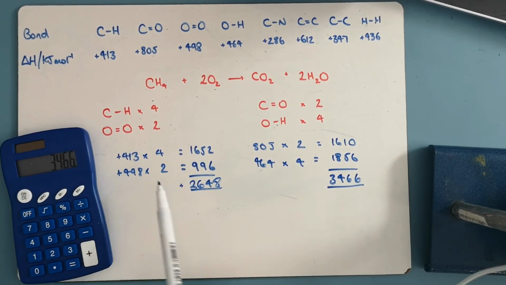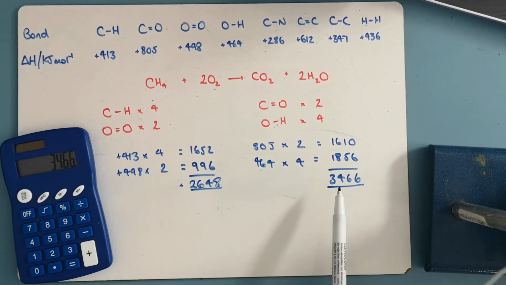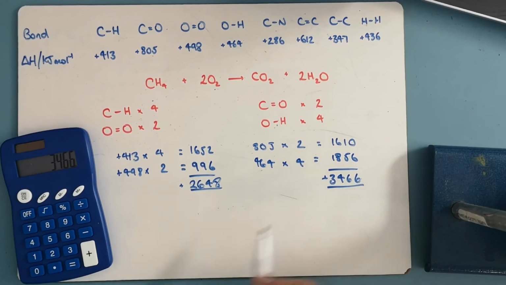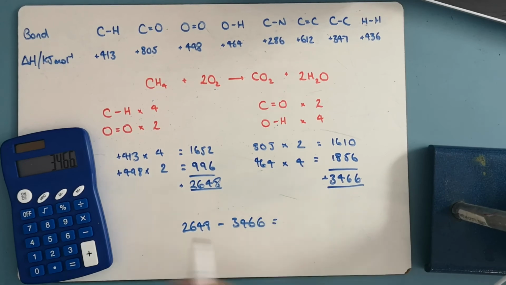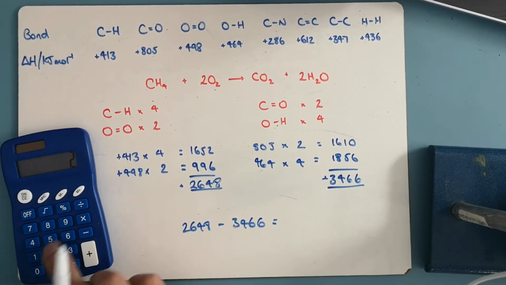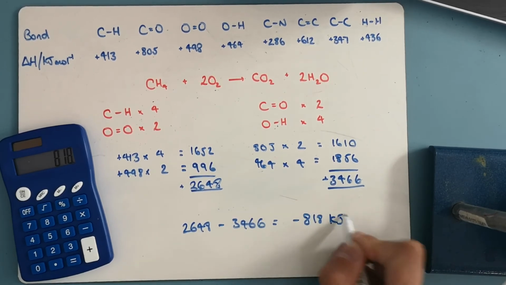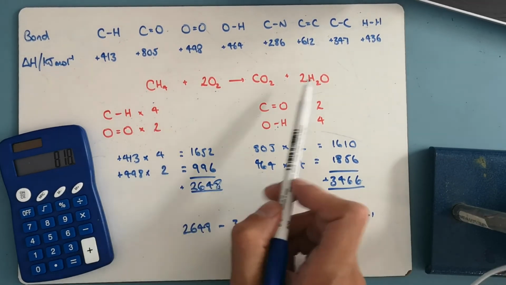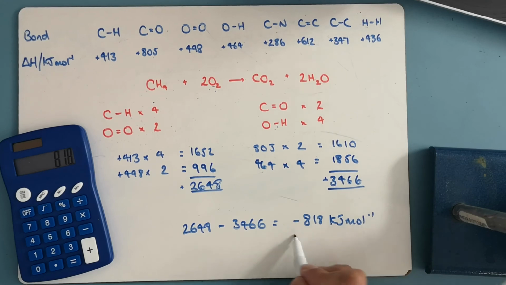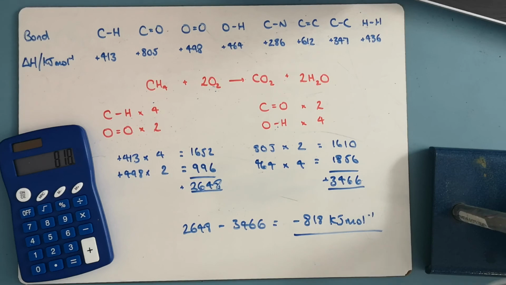So what I do here is I, again, go back to the previous. Average bond enthalpy equals energy required to break down the bonds, so 2,648, minus the energy given off. So 2648 minus 3466 equals minus 818 kilojoules per mole to the minus 1. Another way is to have a look at it and go, well, this is a combustion, so assume it's probably going to be exothermic. So take either from the other, but remember then it's going to be negative at the end. And that's average bond enthalpies.